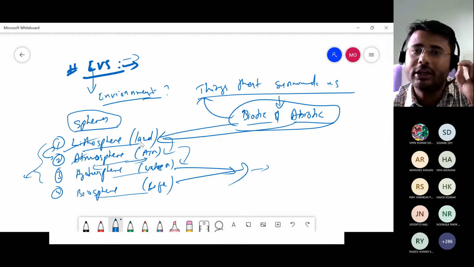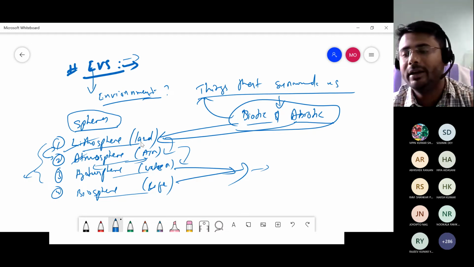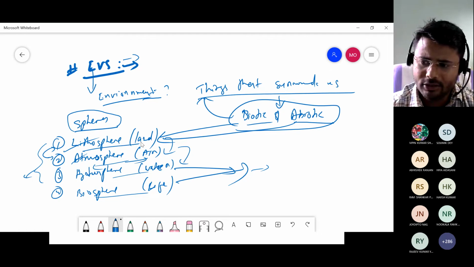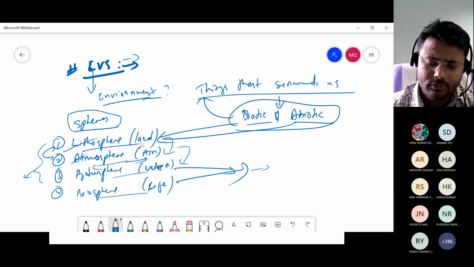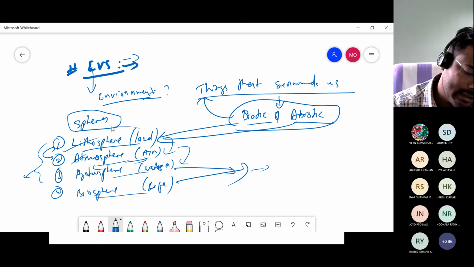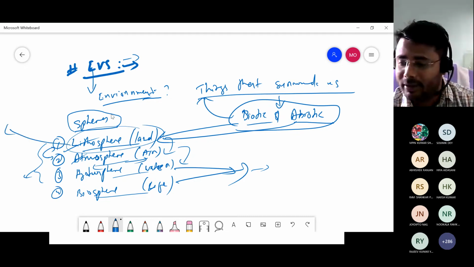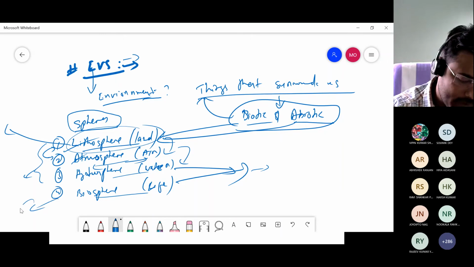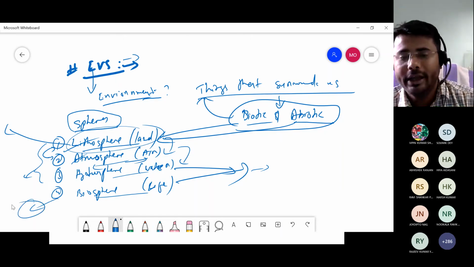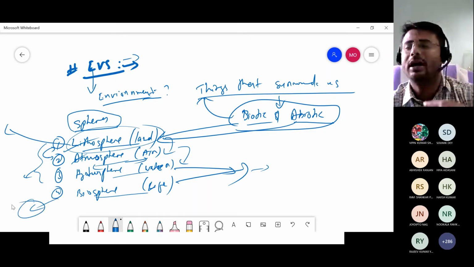Just because of that uniqueness of our lithosphere, we are having life on our planet. Understood? Yes, sir. So we have to understand the lithosphere in detail. This lithosphere part will be taken by me, and the biosphere part will be again taken by me. These two parts I will deal with.